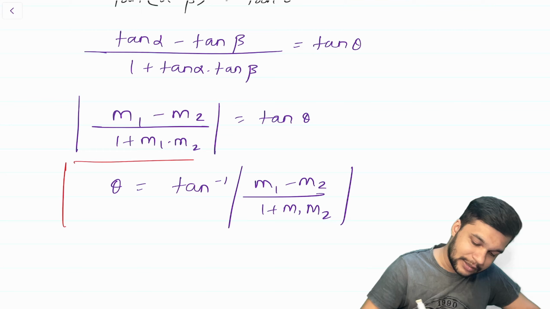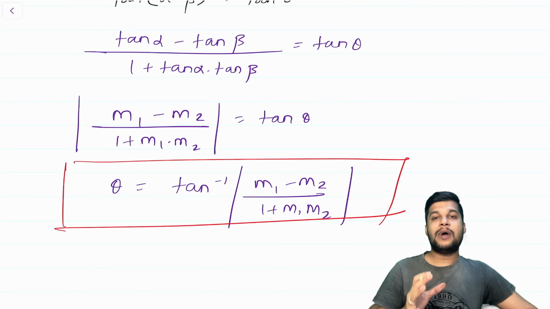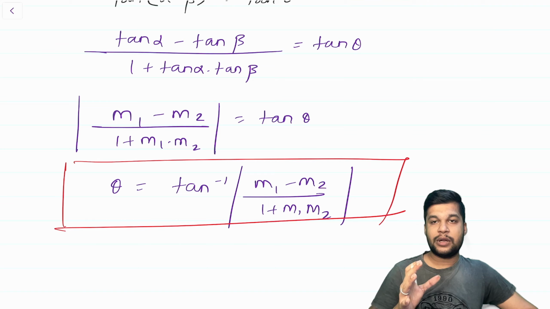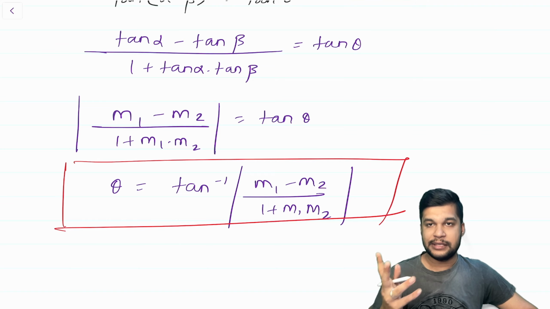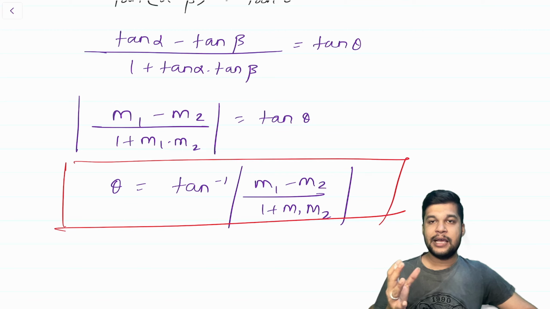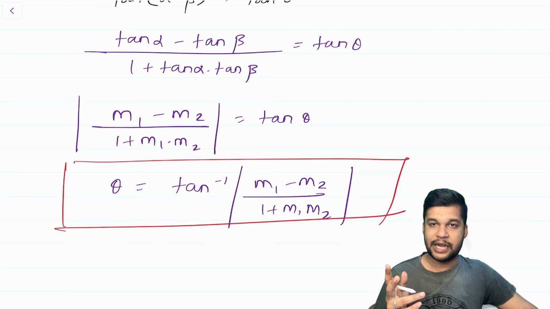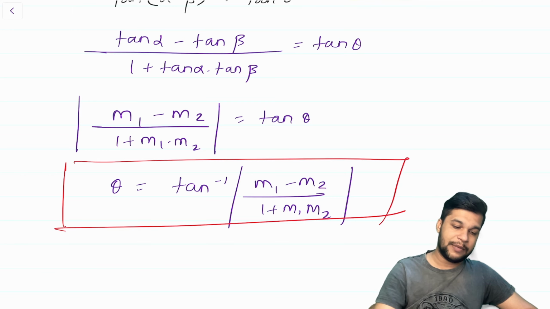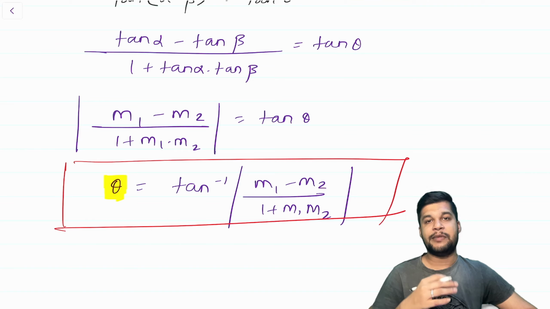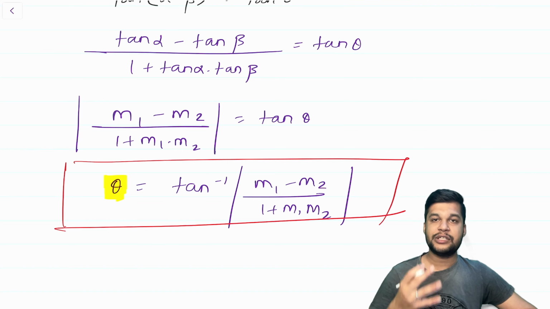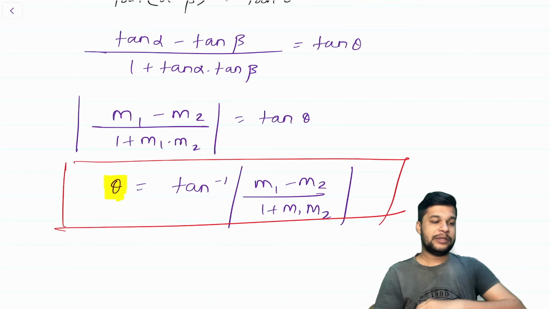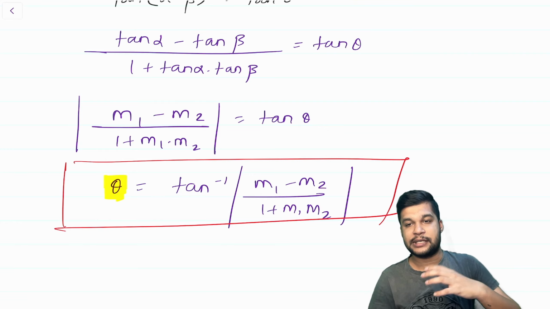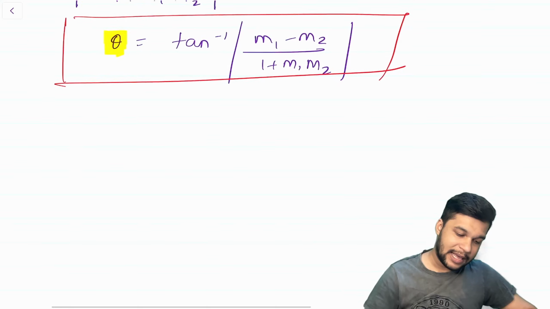So guys, if you have the equations of two lines, it means you will have the slopes of those two lines. And if you know the slopes of those two lines, you can find the acute angle between them. This is the formula. Now, there are two more concepts that I want to discuss in this video, and then we'll stop.